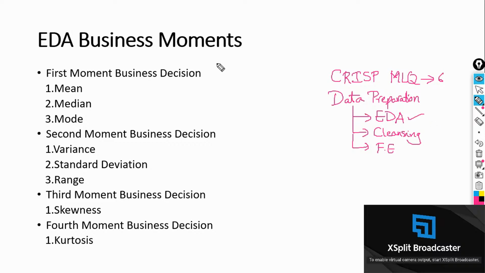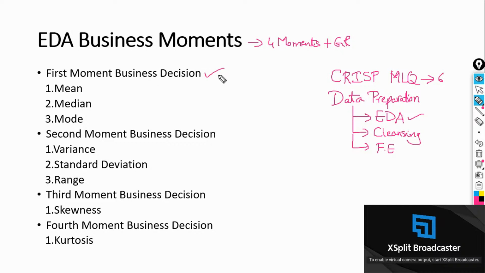Under EDA we completed the first moment business decision yesterday. What exactly does EDA hold? In total, there are four moments: first moment, second moment, third moment, fourth moment, and graphical representation. We are supposed to visualize the raw data, which is data visualization using Python. So we have understood the first moment business decision.